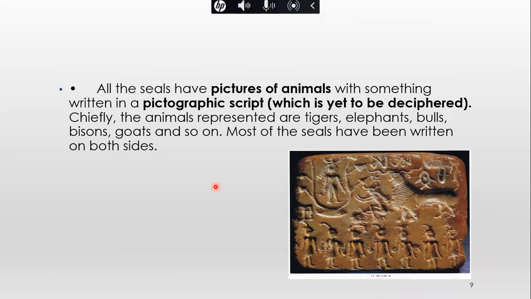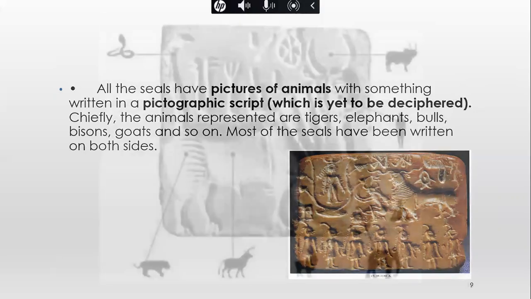If we look closer at the seals, we come to know that mostly they represent animals like tigers, elephants, bulls, bison, goats, and so on. Most of the seals have been written on both sides. On one side there might be some pictures, and on the other side, if you flip the seal, you might find other pictures as well. So both sides of the seals have been used.